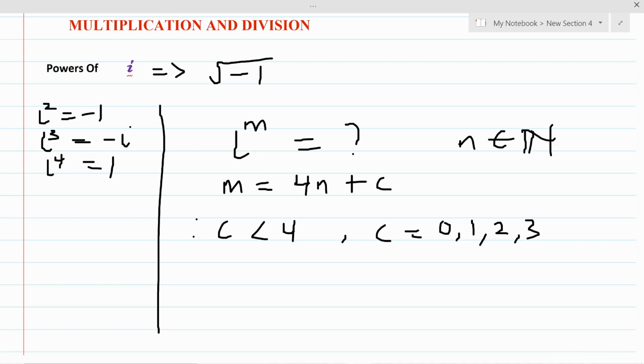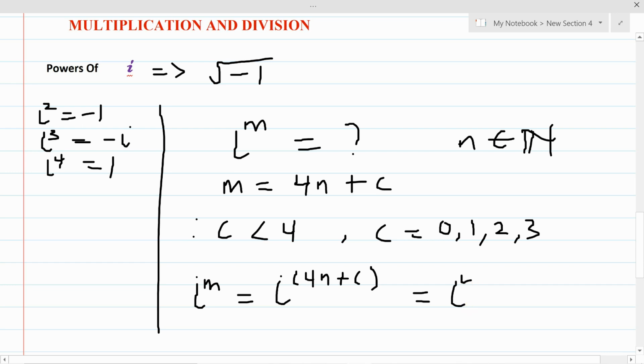All right, if that is the case, then it means i to the power m that I've written here can be rewritten as what? i to the power 4n plus c. And this whole thing can be rewritten as i to the power 4n times i to the power c. From indices, this is true, right?